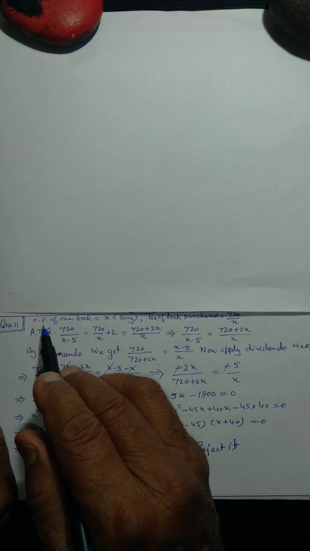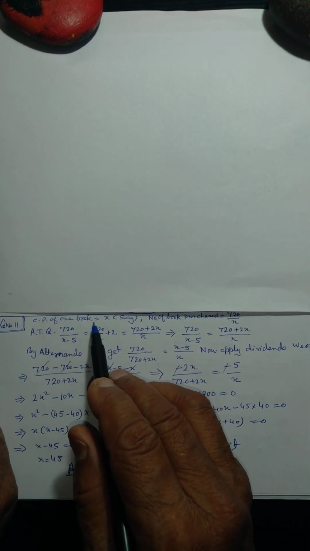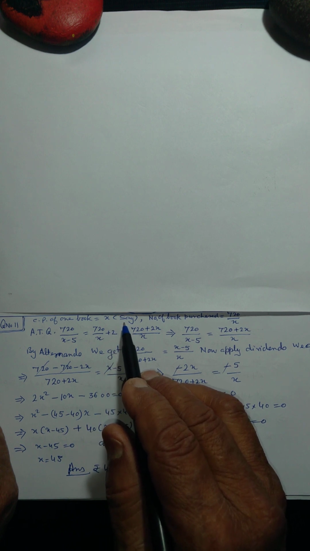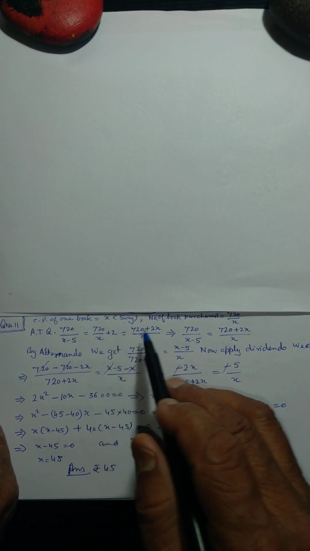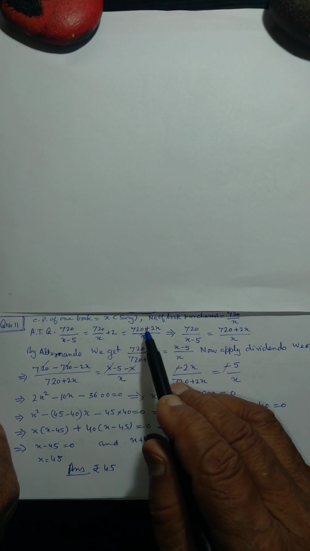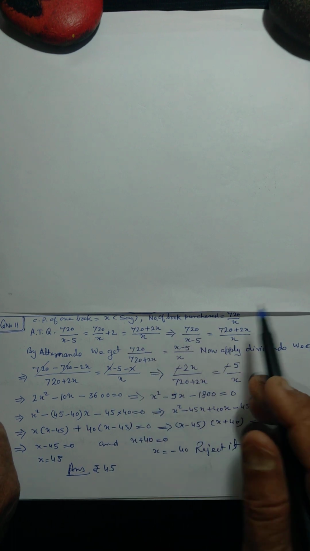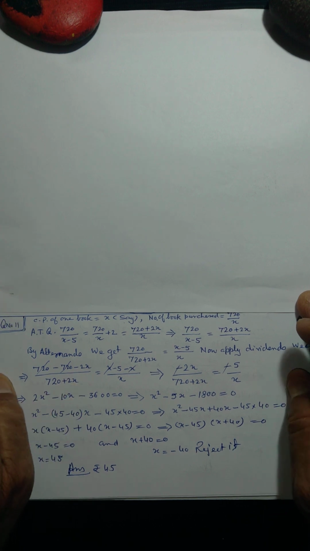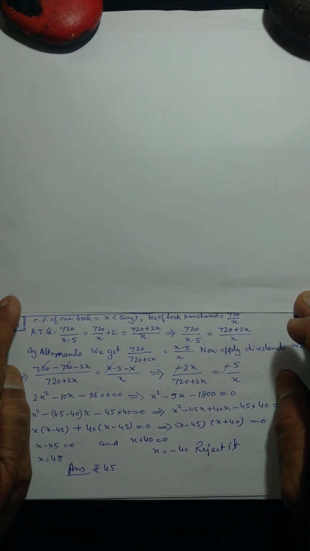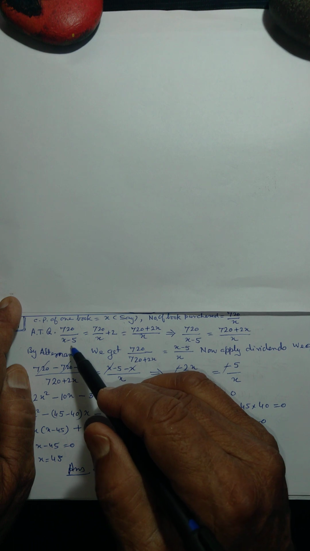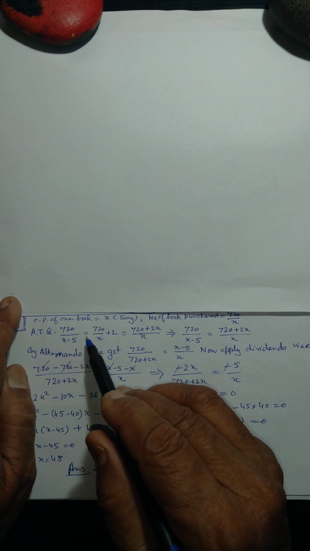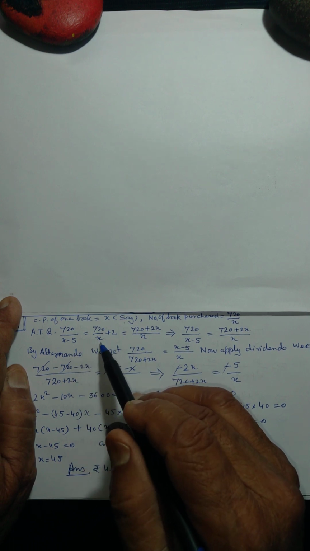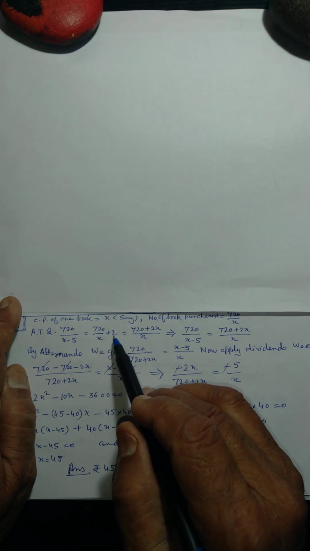Here I have taken it. You see, the cost of one book is equal to x. Suppose, here I have supposed it. Number of books purchased will be equal to 720 divided by x. According to the question, 720 divided by x minus 5 will be equal to 720 divided by x plus 2.